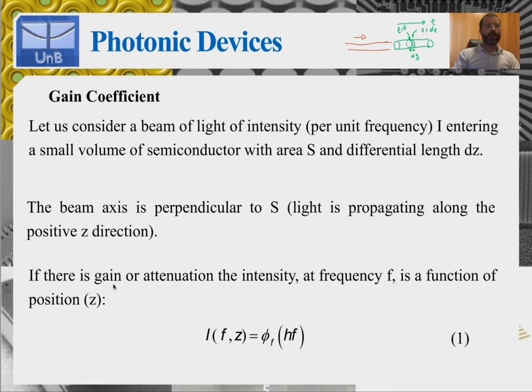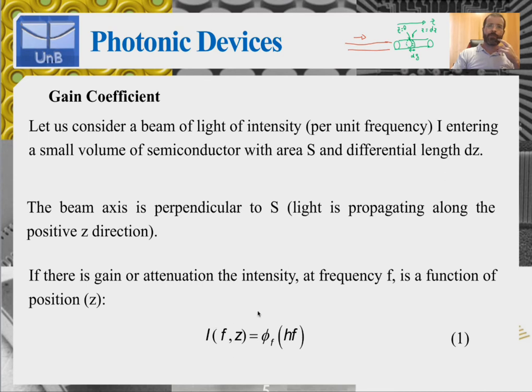Now, if there is either gain or attenuation, the intensity of the beam is a function of position z, right? Because if the material either absorbs or it generates more light, the light that's coming out of the small element with length dz will be either of a smaller intensity or a larger intensity than the light that's arriving, because light will be either absorbed or more light will be generated inside that small volume.